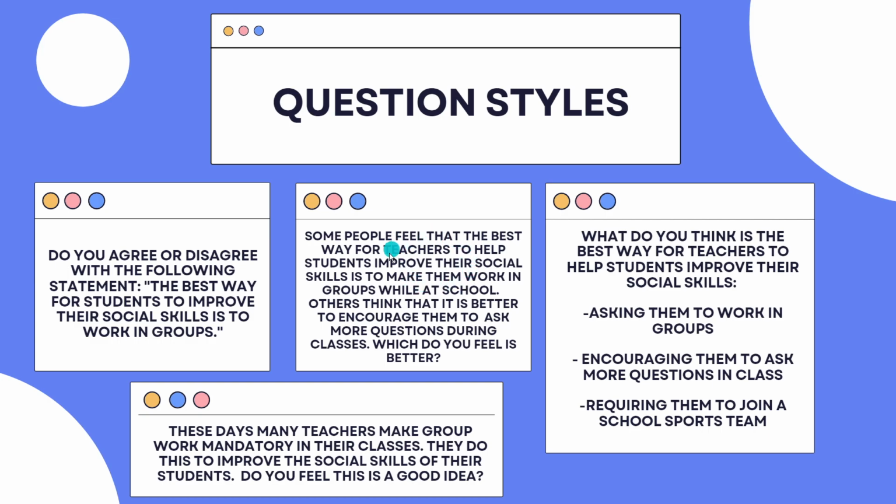Next up is the preference style. This comes up maybe about 20% of the time when people take the test. It's somewhat similar, but in this case, you're asked to choose between 2 options. I won't read the whole thing, but here you're asked to choose between working in groups or asking more questions during class. You pick one, you write the essay.